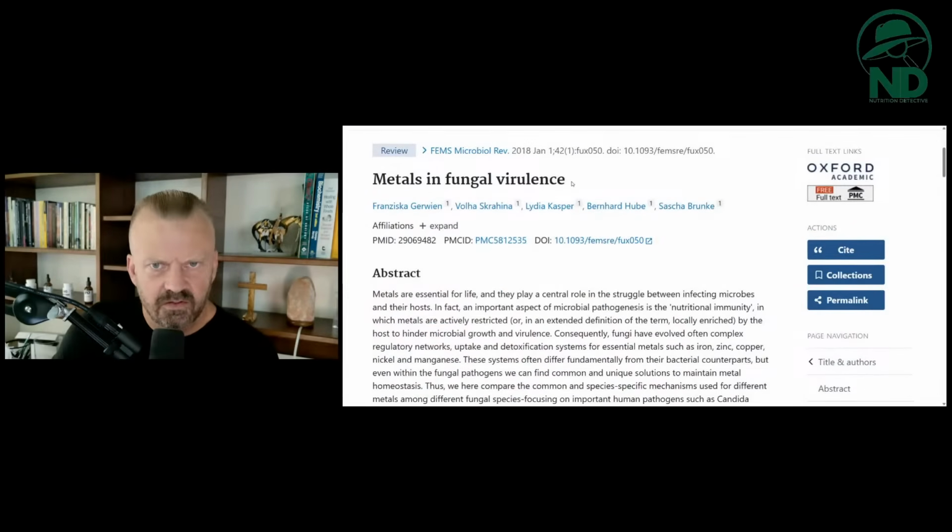Oh, this was a good, did I, hold on, let me see. Is this the one I highlighted? I thought I highlighted one, but maybe I didn't. Okay.